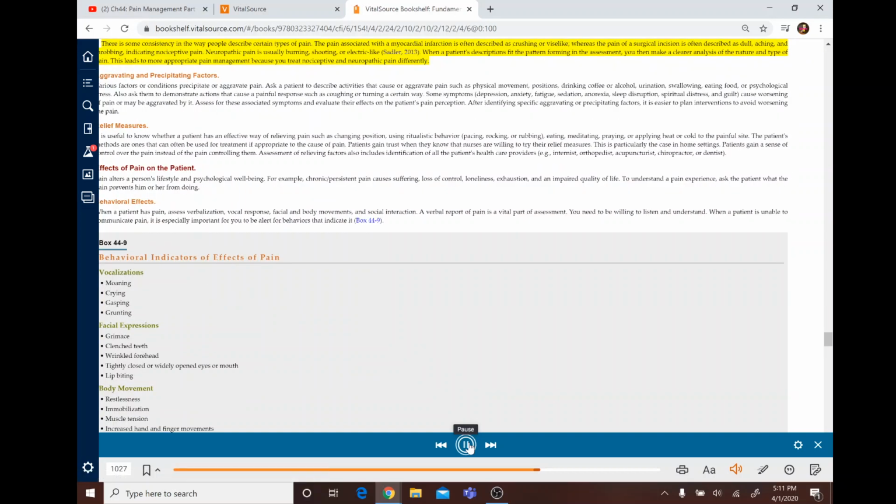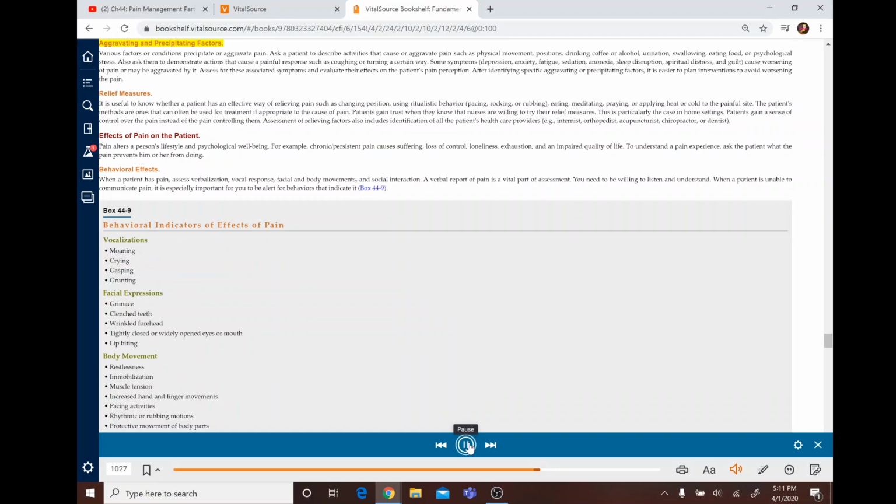There is some consistency in the way people describe certain types of pain. The pain associated with a myocardial infarction is often described as crushing or vice-like, whereas the pain of a surgical incision is often described as dull, aching, and throbbing, indicating nociceptive pain. Neuropathic pain is usually burning, shooting, or electric-like (Sadler, 2013). When a patient's descriptions fit the pattern forming in the assessment, you then make a clearer analysis of the nature and type of pain. This leads to more appropriate pain management because you treat nociceptive and neuropathic pain differently.